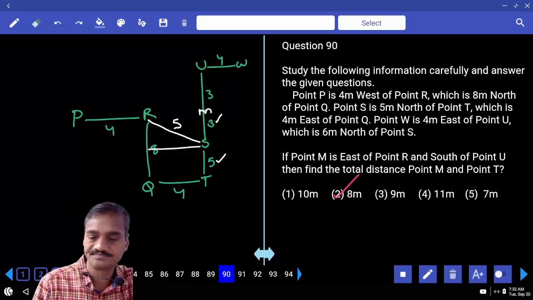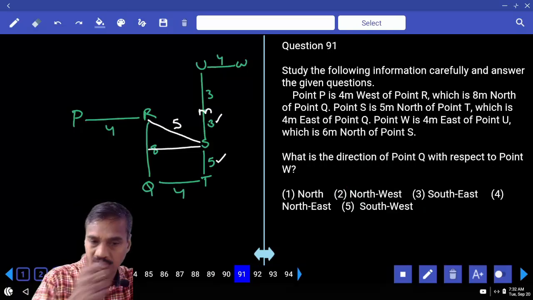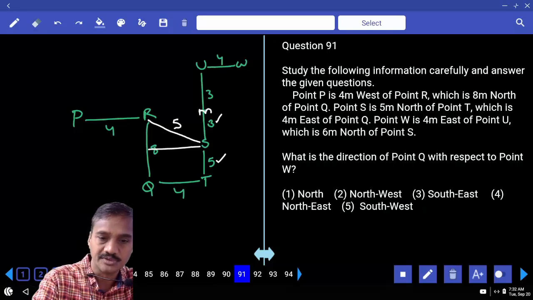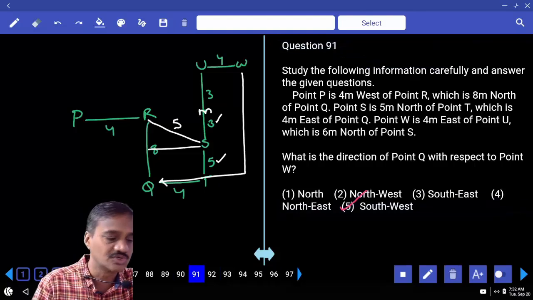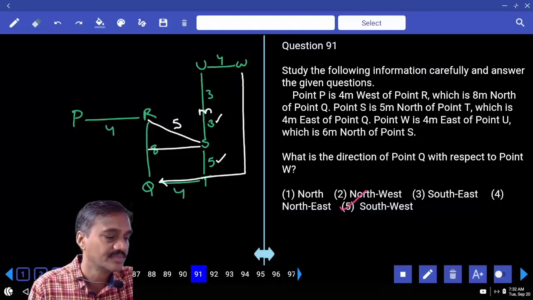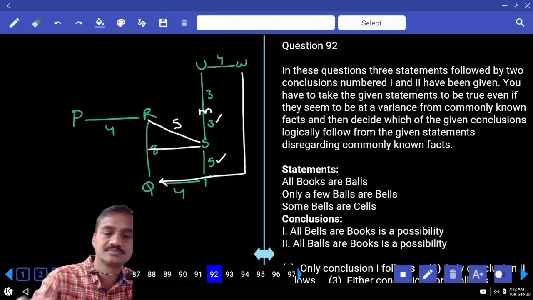Then 91. What is the direction of Q with respect to W? Q with respect to W, now this is south and west, so southwest. South and west to southwest, that is choice 5, question number 91. 91, choice 5.